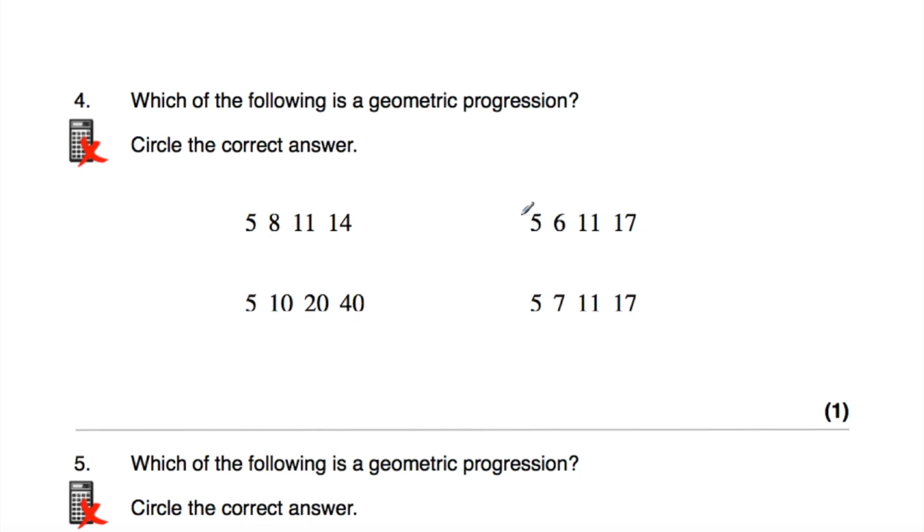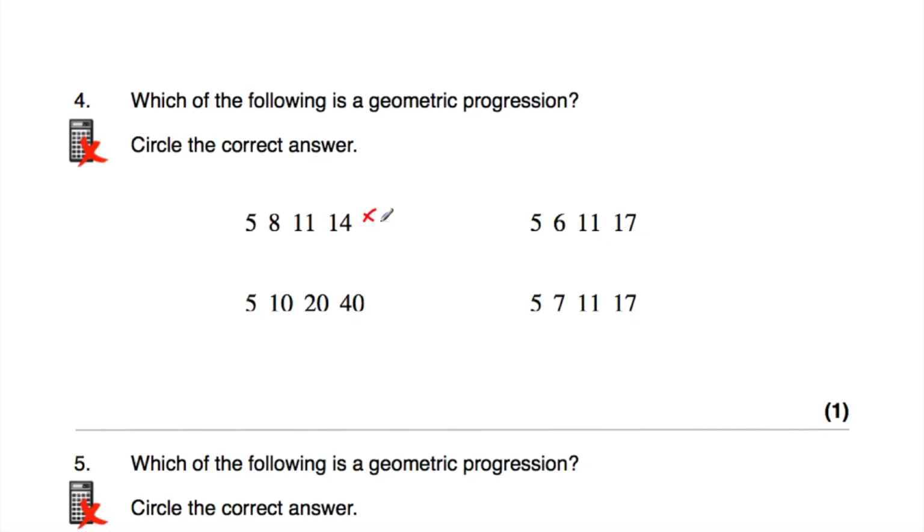For question number 4, we've got these 4 lists of numbers, and we've been asked to write down which of the following is a geometric progression, and to circle the correct answer. We're looking for geometric progressions, which are sequences where we're multiplying by the same number each time. Let's have a look at the first one: 5, 8, 11, 14. Adding 3, adding 3, adding 3. So it's not that one. That's just an arithmetic progression.